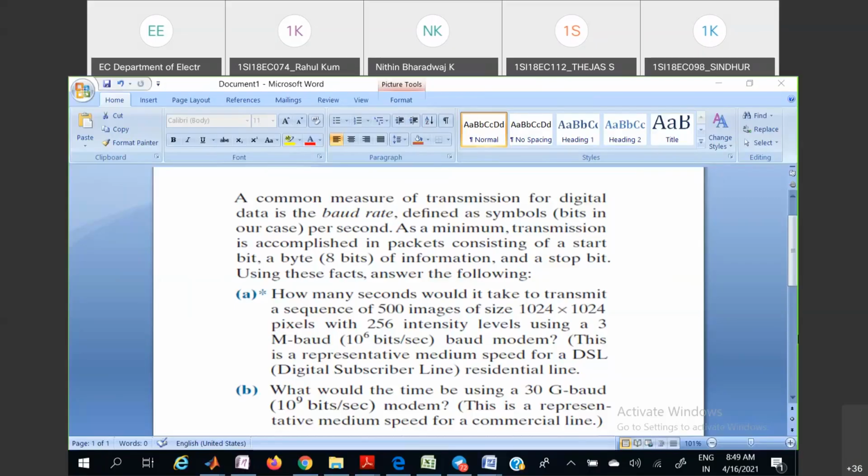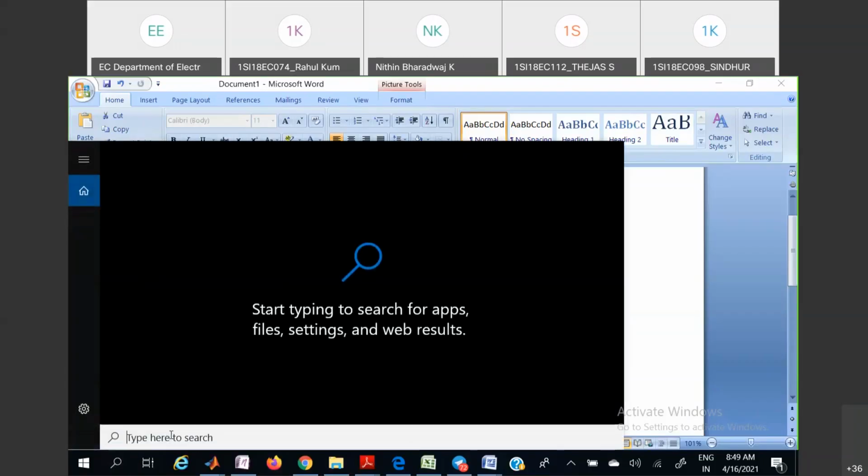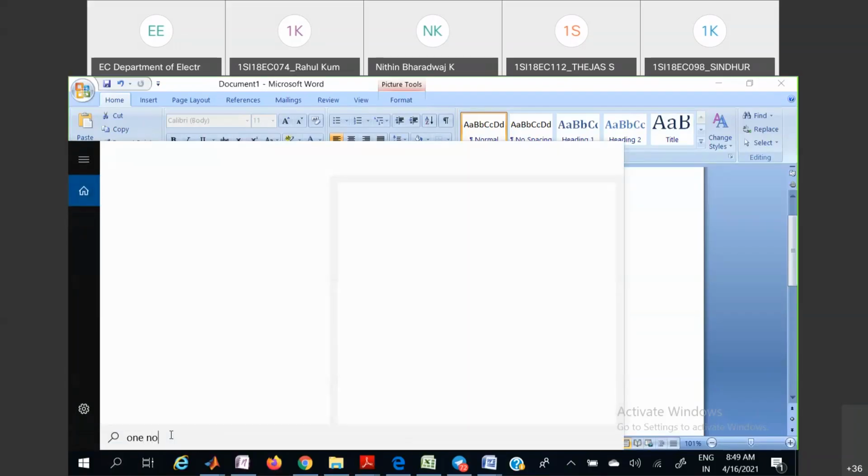Yes, sir. Okay. Sumuk, I think you are correct. Sumuk has given the answer for part one, 5242.88. Okay, so we are continuing, Rahul. 1024 into 1024 into 10 into 500. So what is this figure? Okay, I think I can write it. Let me just use my OneNote so that others can also copy it.